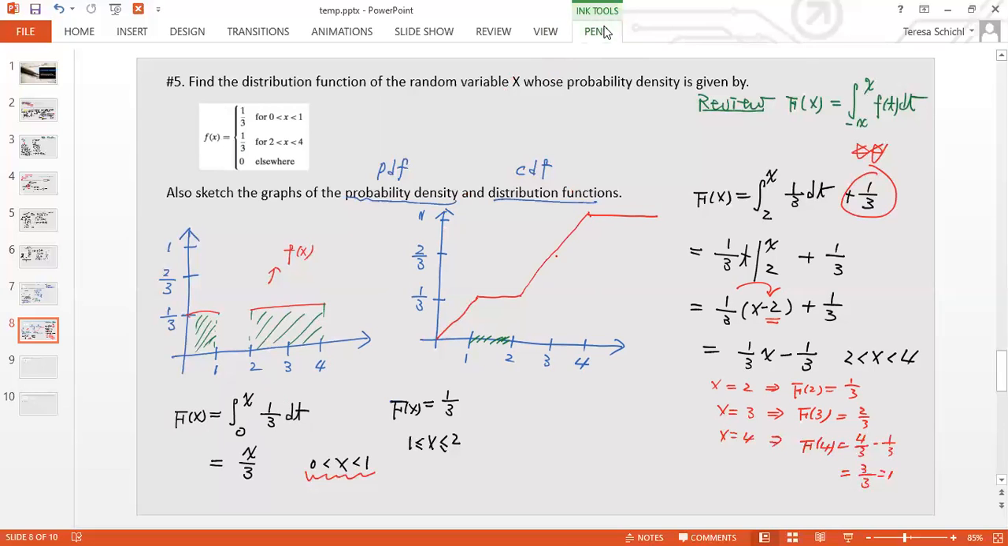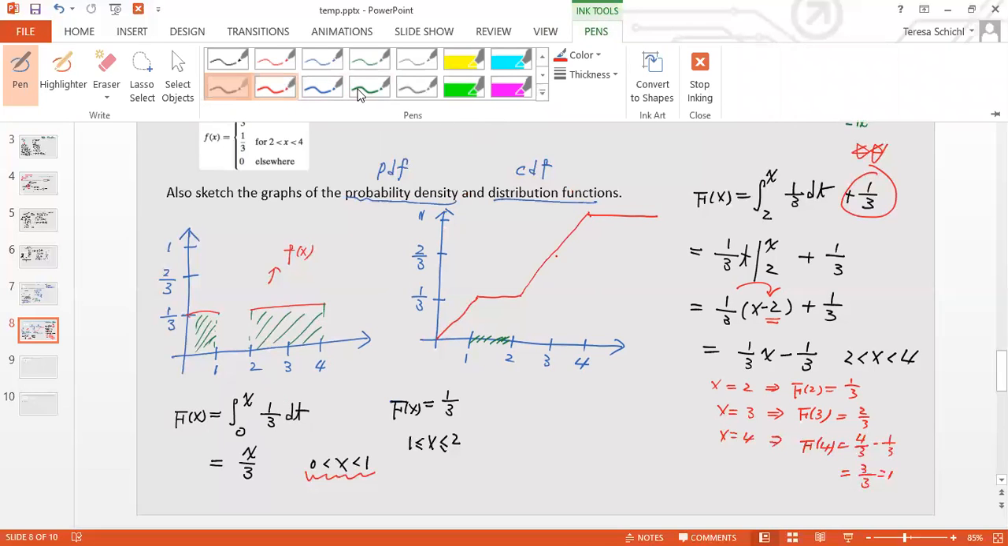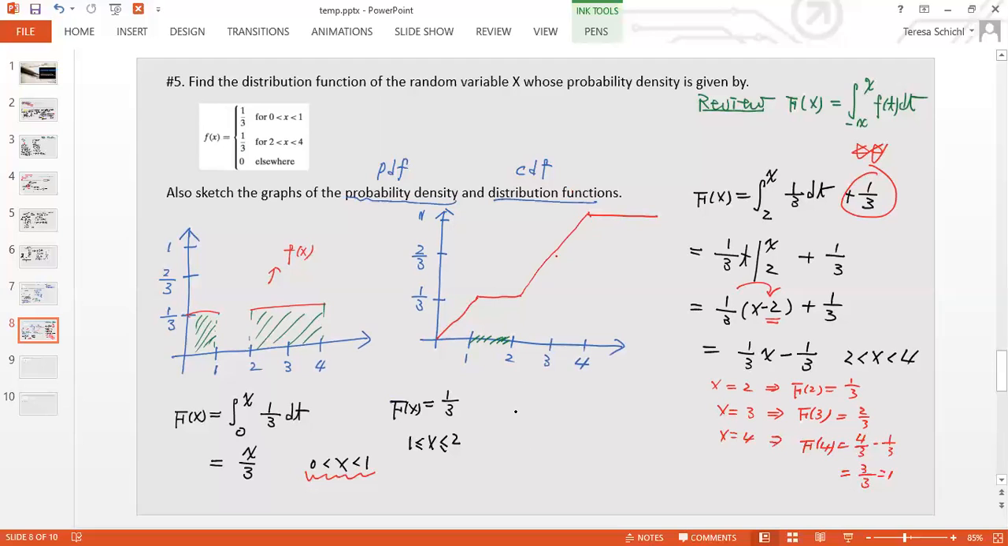Be very careful. This one is very good. So the way you can write it, to summarize: it will be 0 when x is less than or equal to 0, and it will be x over 3 when x is from 0 to 1, then it will be 1/3 here, right?